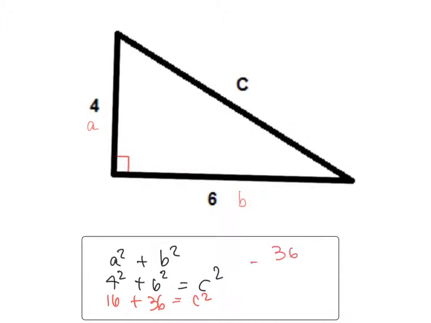And then I do 36 plus 16. 6 plus 6 is 12, carry the 1. 1 plus 3 is 4, plus 1 is 5. 52. So I get that C squared is equal to 52. Now for this specific question, it's going to be a little bit weird because you're going to get what we call an irrational number. 52 is not a perfect square.